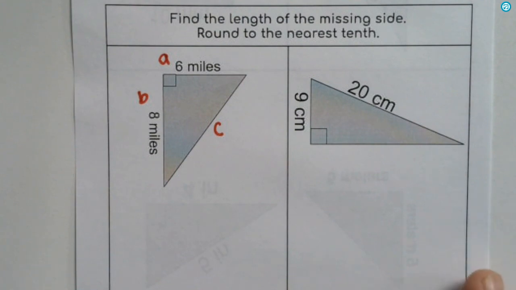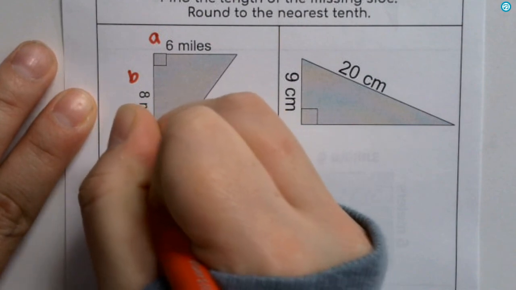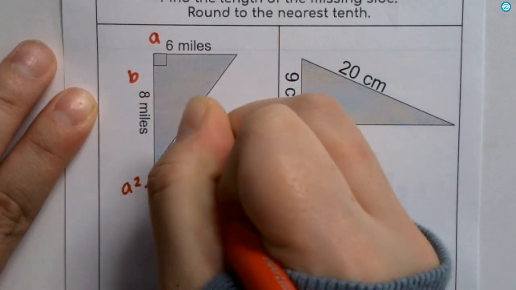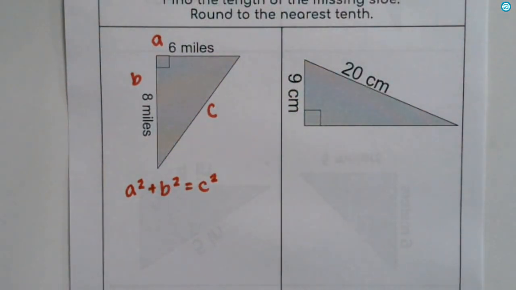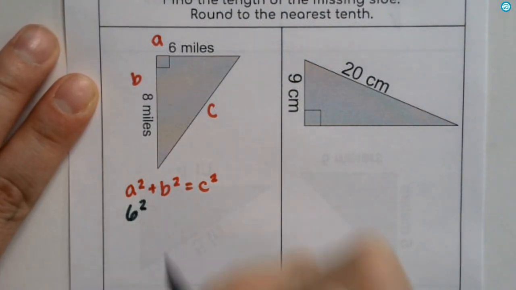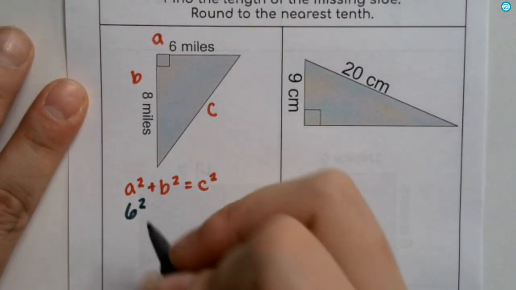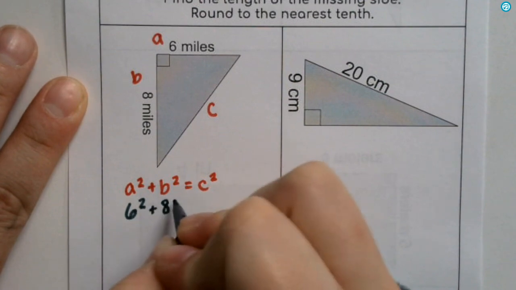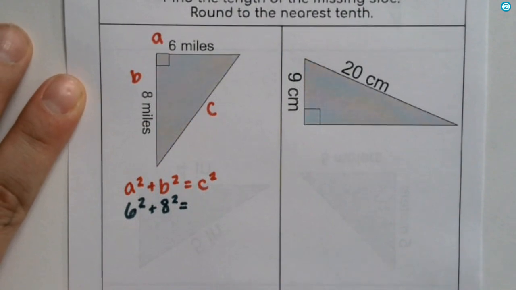Okay, I'm going to write down my equation, which is A squared plus B squared equals C squared. I'm going to plug in the 2 things that I know and solve for the thing that I don't know. So I know A, that's 6. So it'll be 6 squared plus I know B, that's 8. So it's going to be 8 squared. And I don't know C, so that's going to stay C squared.